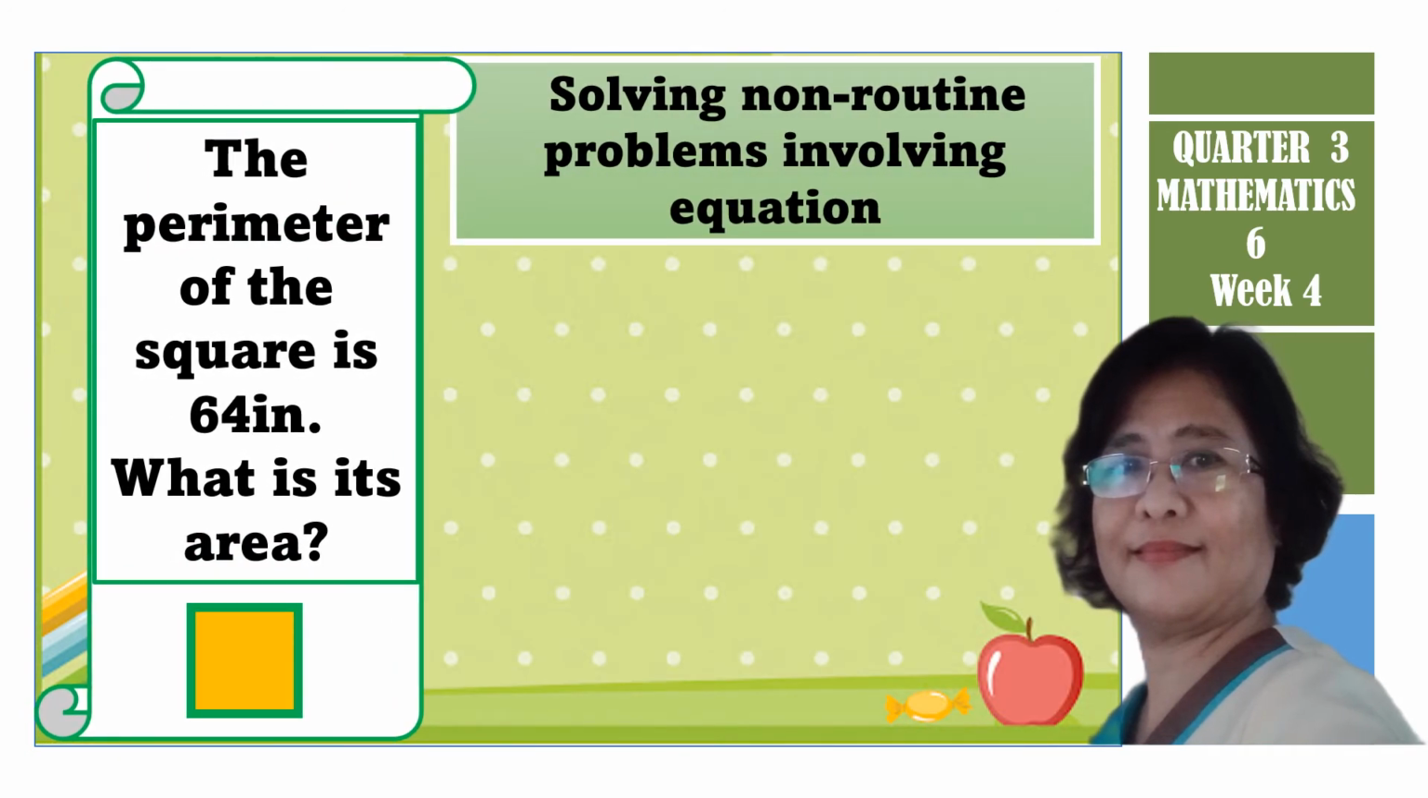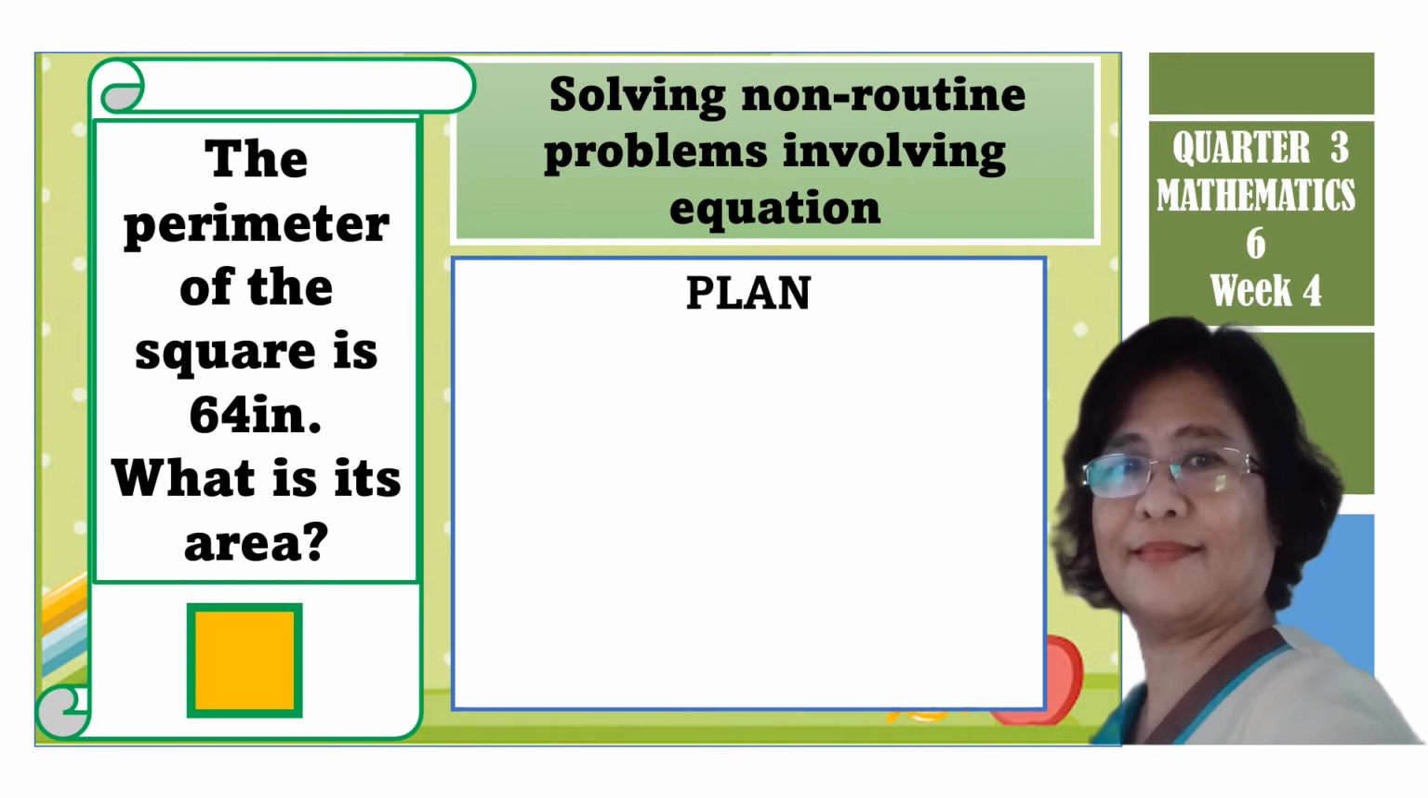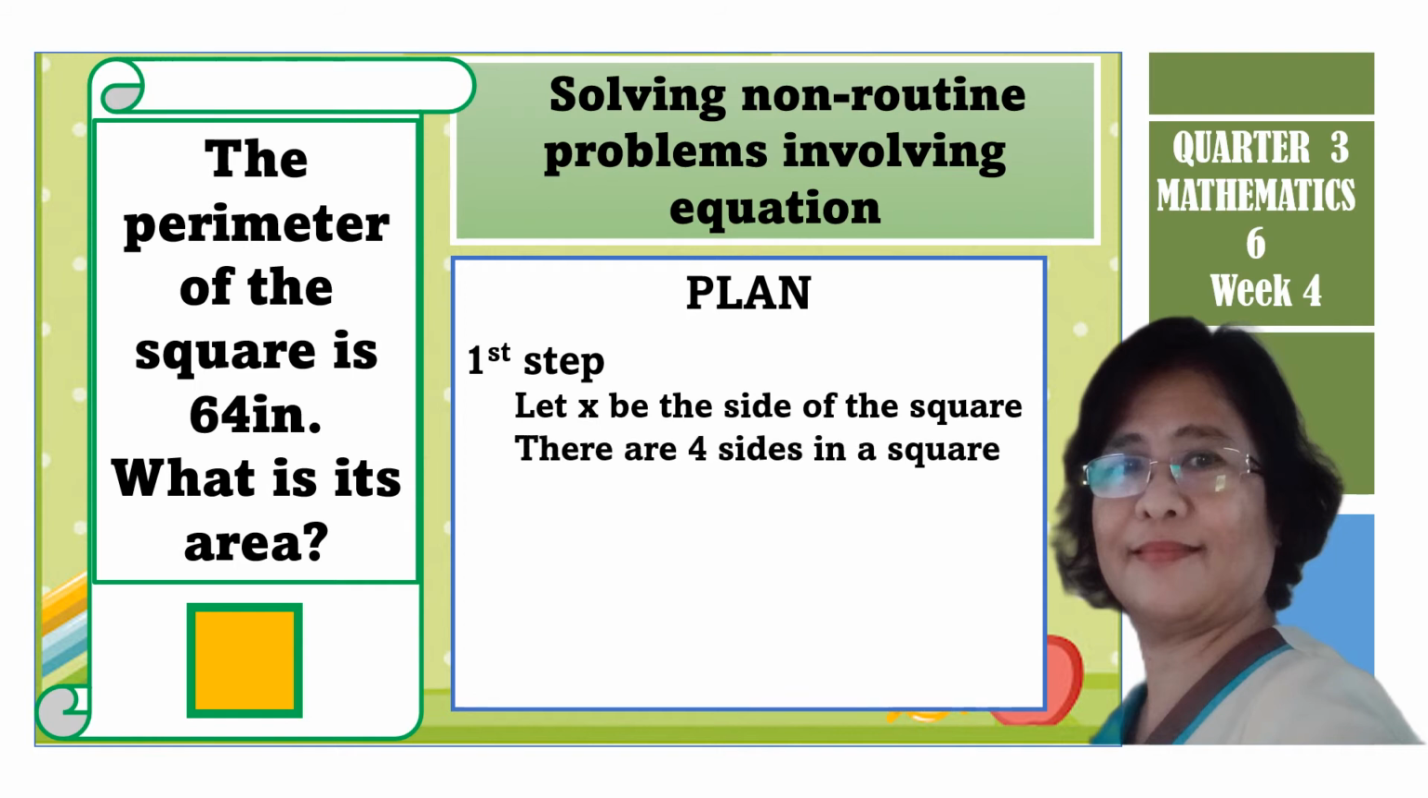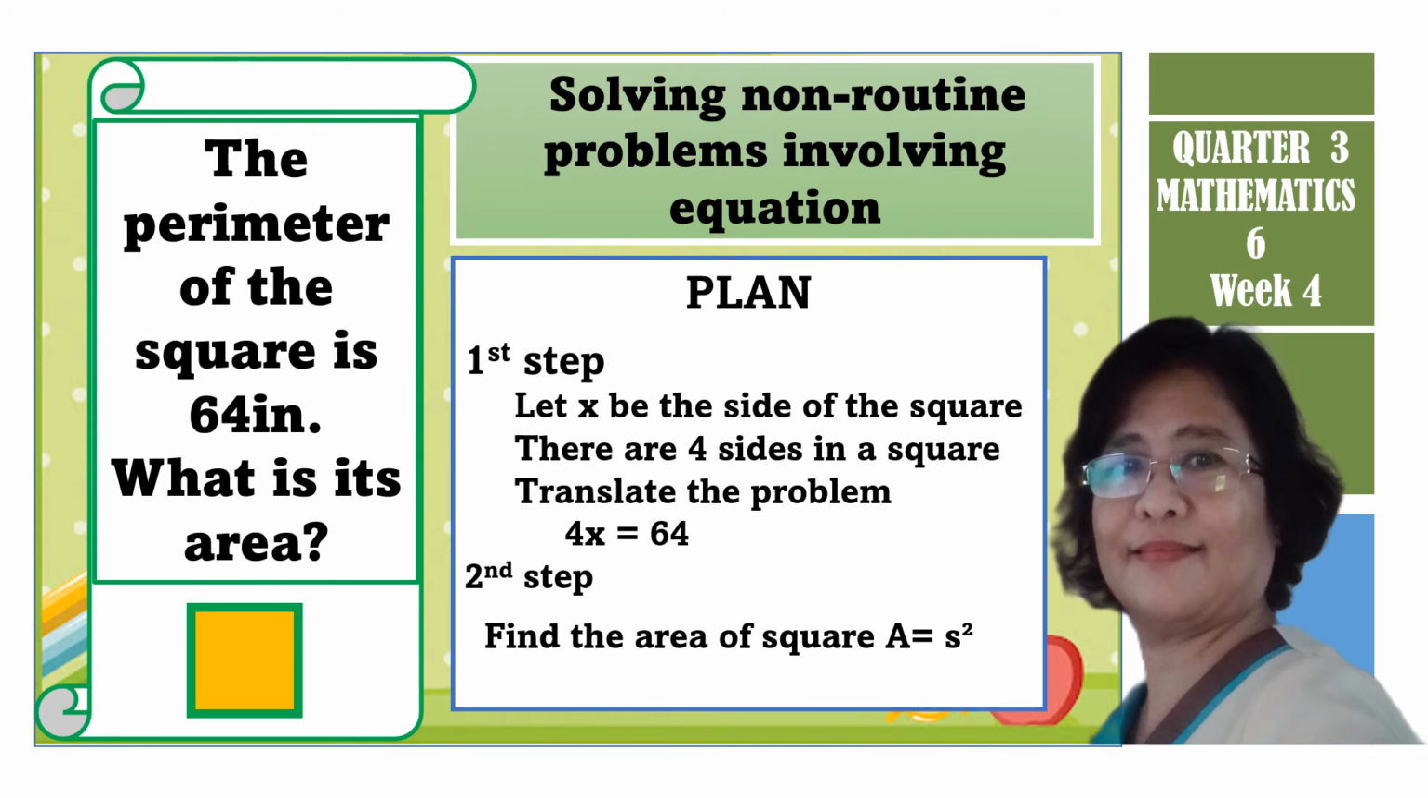The next step is planning. In this problem, we have 2 steps to find the correct answer. The first step is to represent x as the side of the square, and the square has 4 sides. Then we have to translate the word problem into numerical equation, which is 4x is equals to 64, in order for us to know the measure of one side of the square. The second step is to find the area of the square using the formula area is equals to s squared.